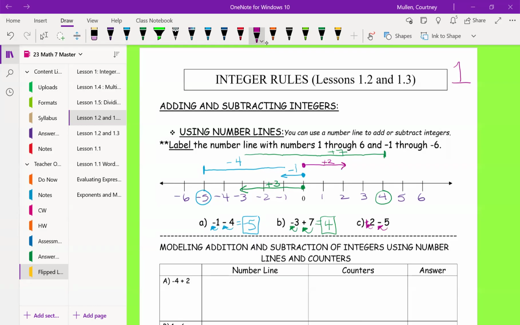And now we need to go 5 units in the negative direction. So right now we're at +2, so that's where we're starting. 1, 2, 3, 4, 5. And if we look to see where we are on our number line, we're at -3. So +2 minus 5 is -3. Let's work on this a little bit more.